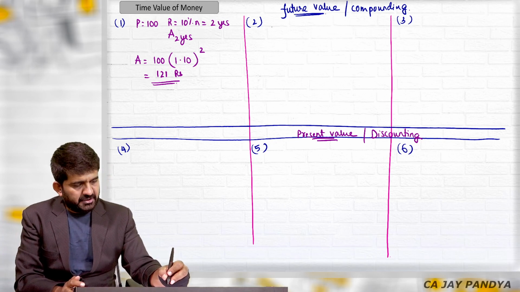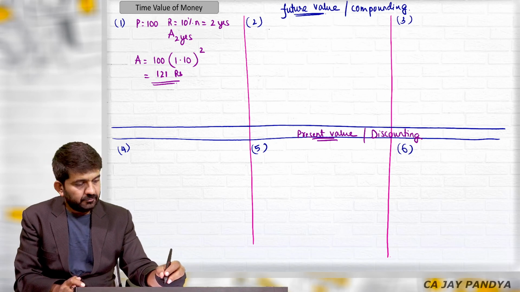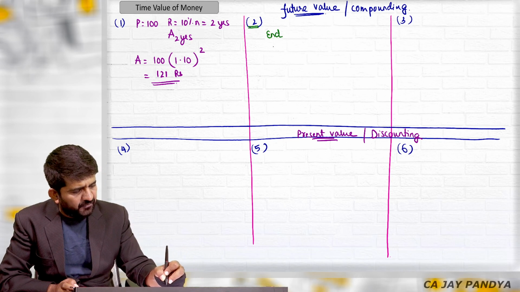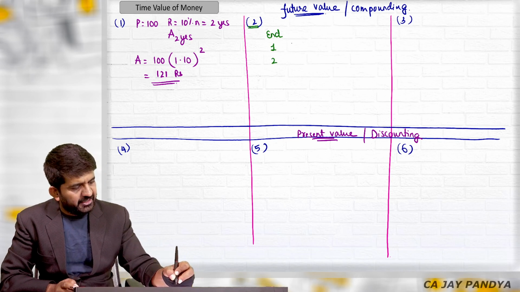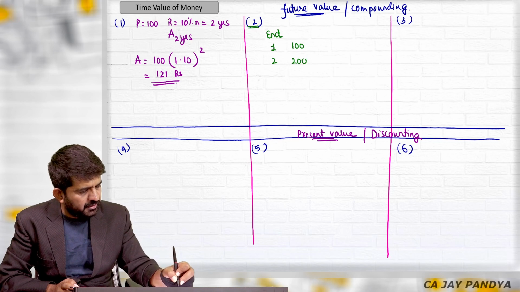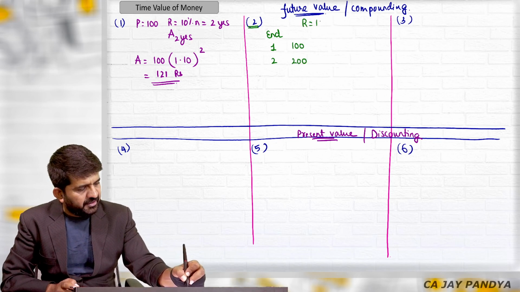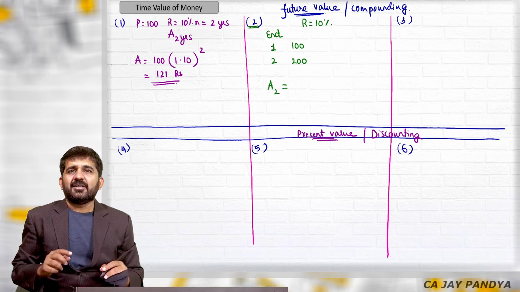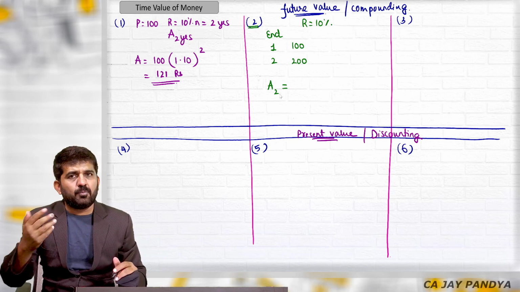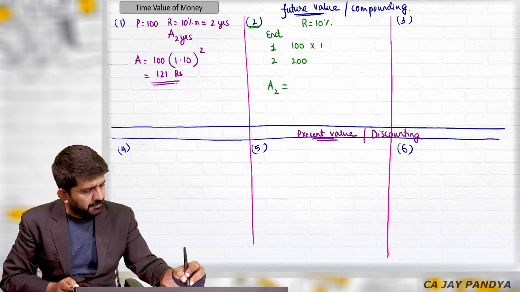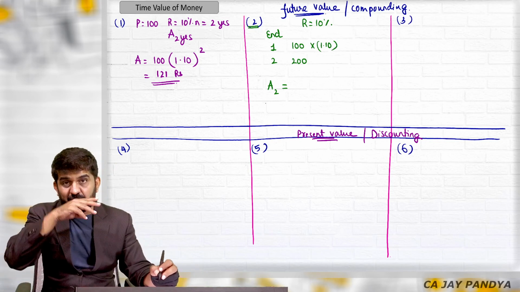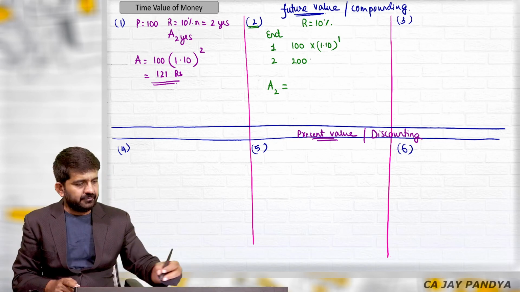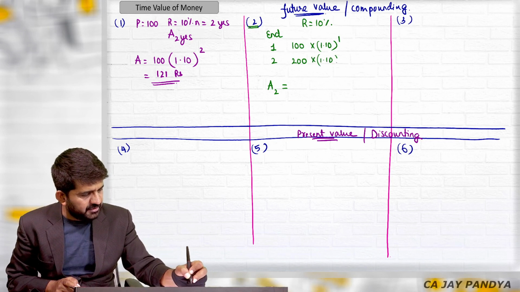Category number 2 questions. They are still of future value. At the end of first and second year, I have invested 100 rupees and 200 rupees. The rate of interest is 10%. What will be the amount after 2 years? Here not only one installment is invested, more than one installment is invested. Multiplied by 1.10. There is no division. You are compounding. 100 multiplied by 1.10 raised to 1, and 200 multiplied by 1.10 raised to 0.